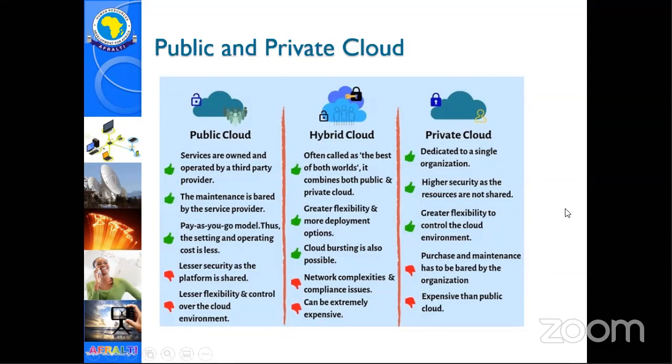So those are the 3 models of cloud: hybrid, private, and public. So in hybrid cloud, you might have on-premise servers connecting to a public cloud, or an on-premise cloud configuration connecting to a public cloud. So there is a difference.